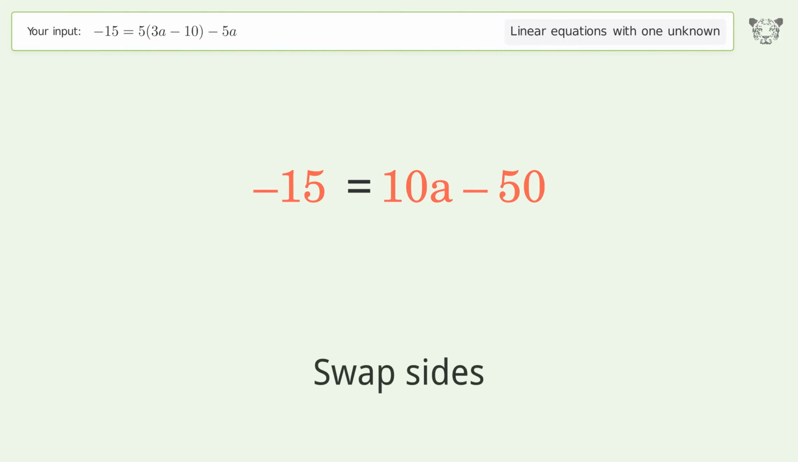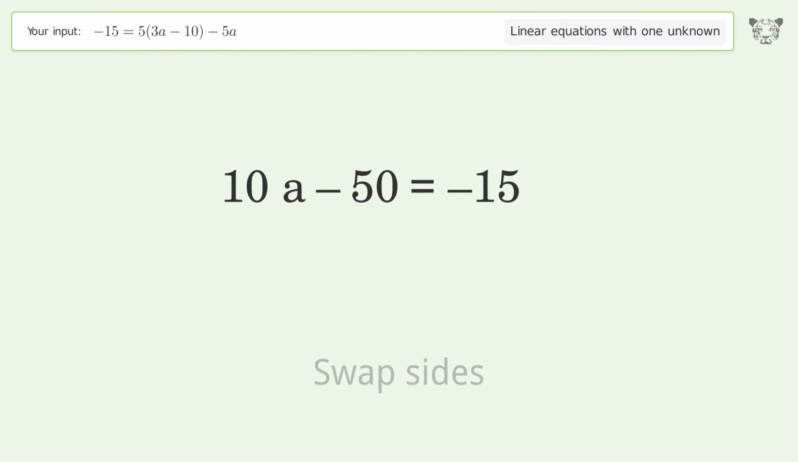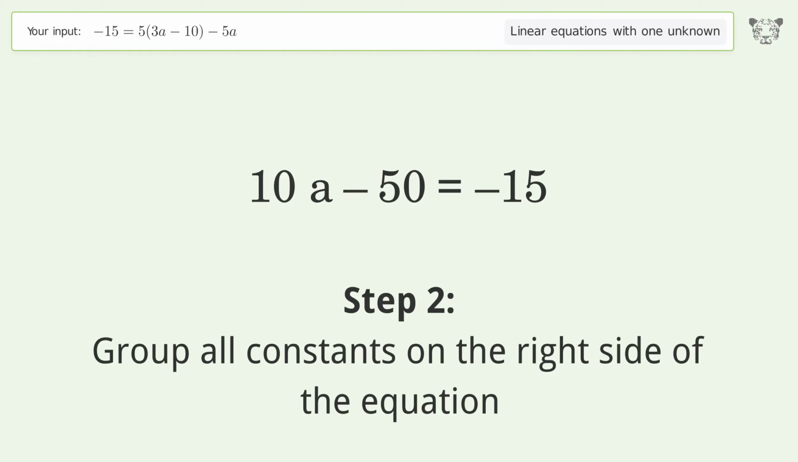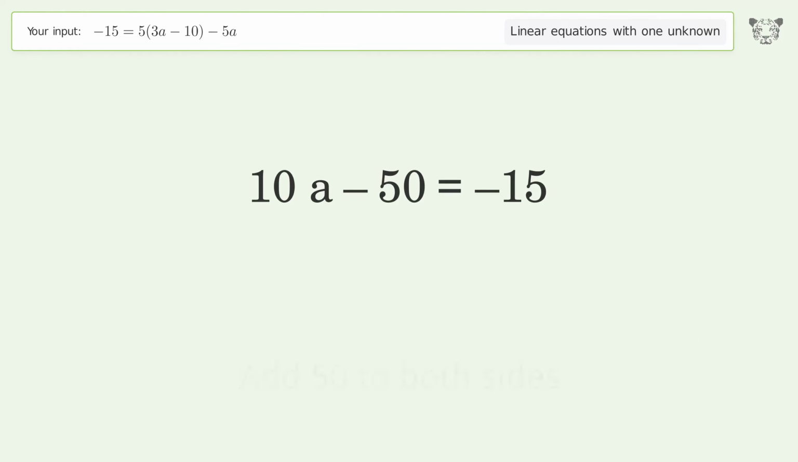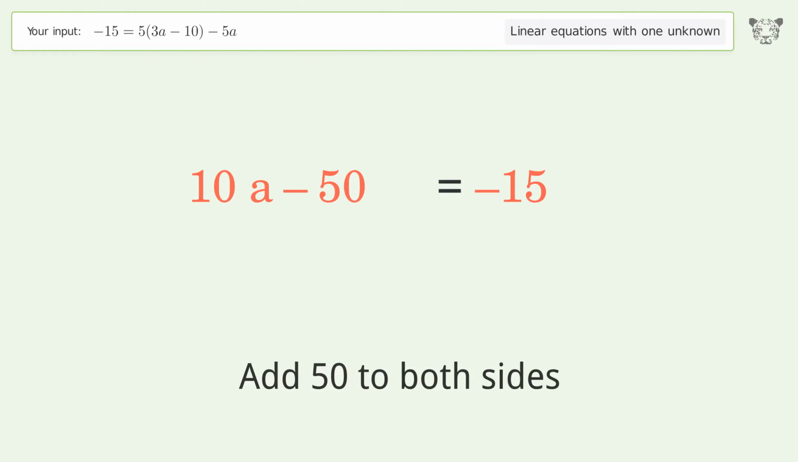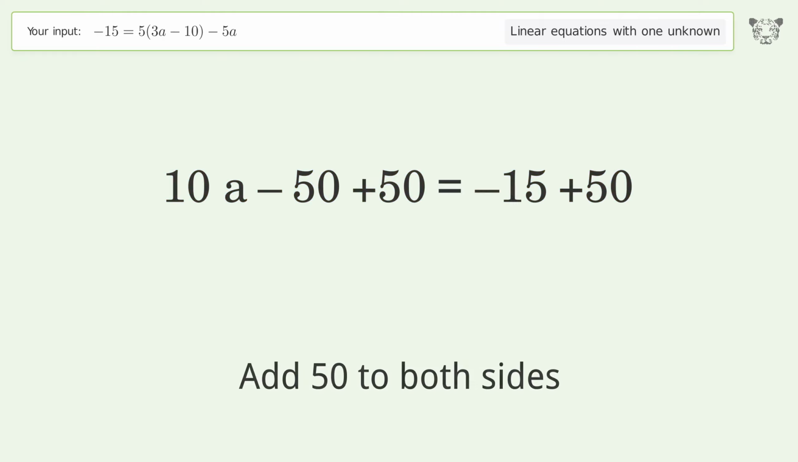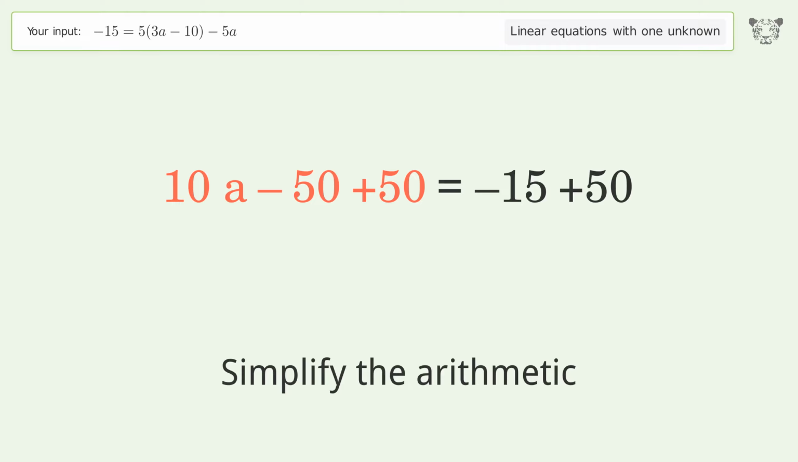Swap sides. Group all constants on the right side of the equation. Add 50 to both sides. Simplify the arithmetic.